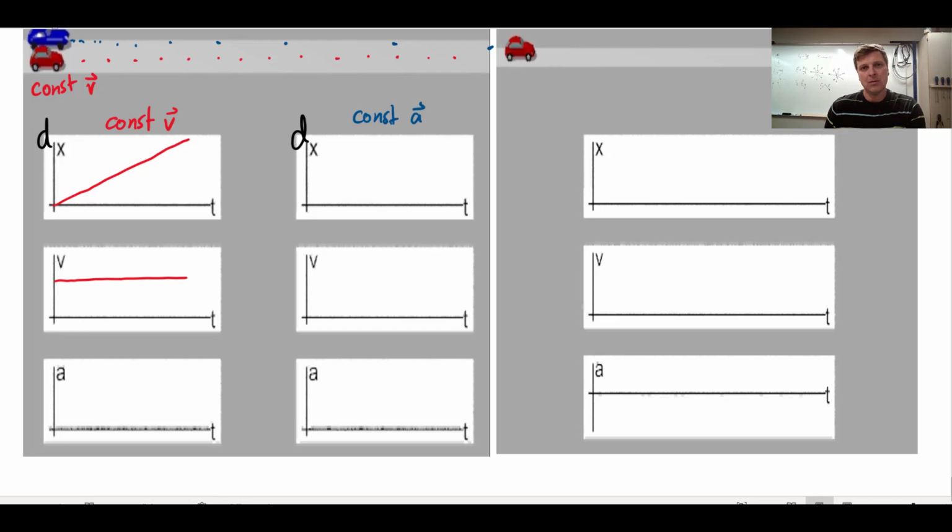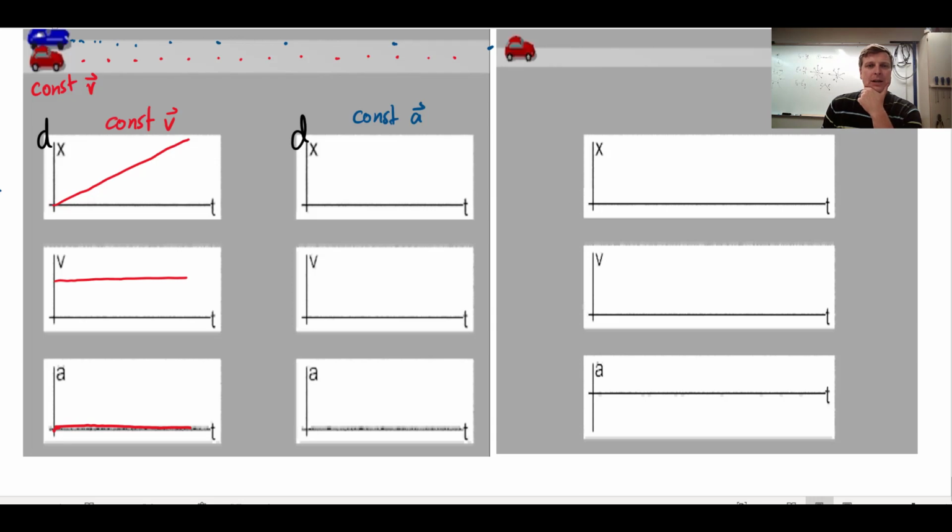And last but not least, what about the acceleration? Well, if your velocity is constant, then you're not accelerating. Put another way, the slope of the v versus t graph is 0. It's a flat line. That's 0 slope, which means my acceleration will be 0 the entire time. Okay, so how does this compare to the constant acceleration? Now, keep in mind that these graphs have to look different. The motion, if you're accelerating, is going to look different than if you're moving at a constant velocity.